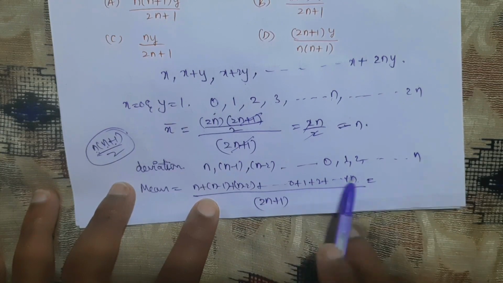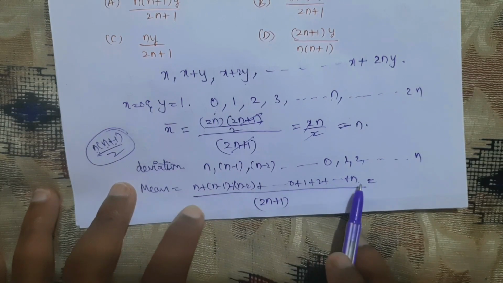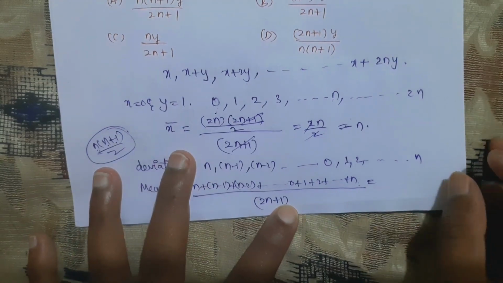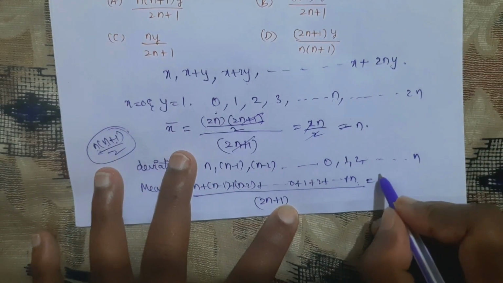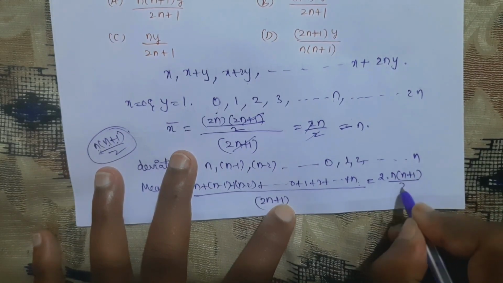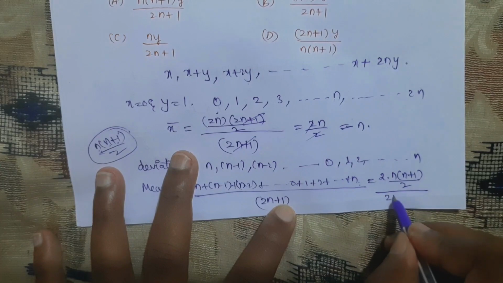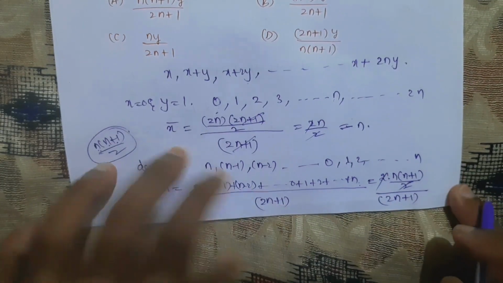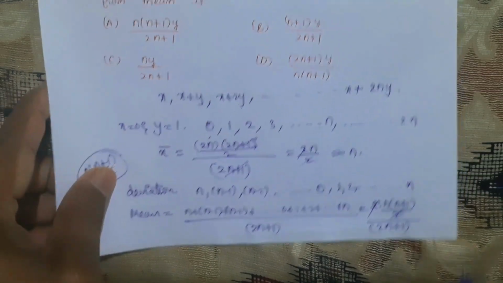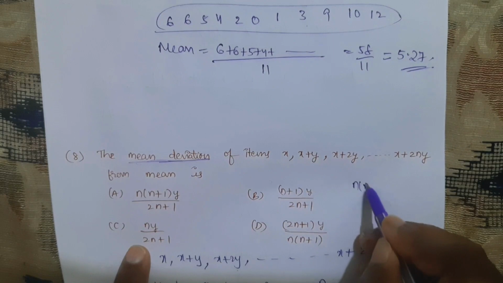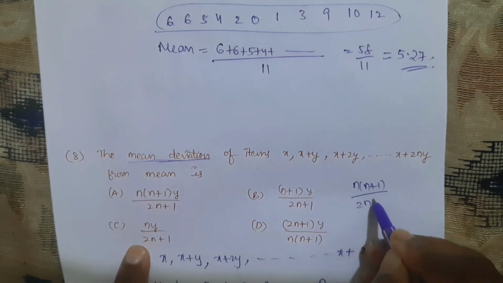That means 2 times the sum of all natural numbers. 2 times the sum of all natural numbers is 2 into n into (n plus 1) divided by 2, again whole divided by 2n plus 1. Now this 2 and this 2 cancel. What you will get here is n into (n plus 1) divided by (2n plus 1).